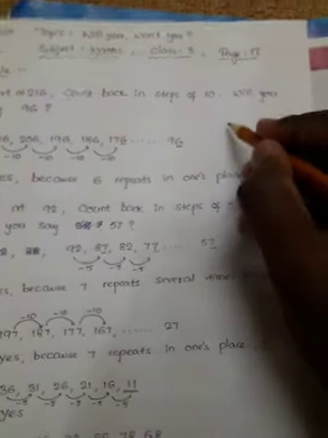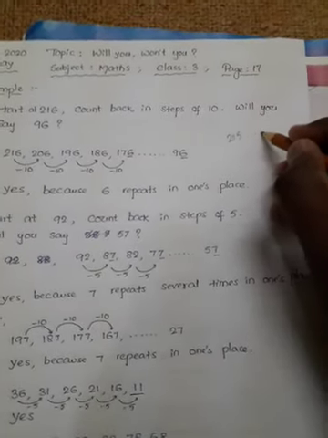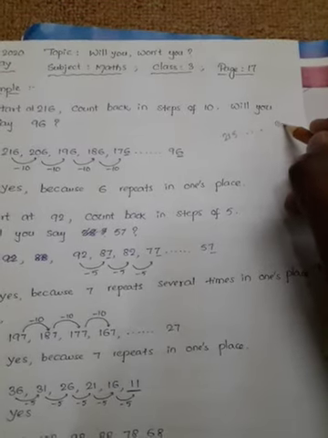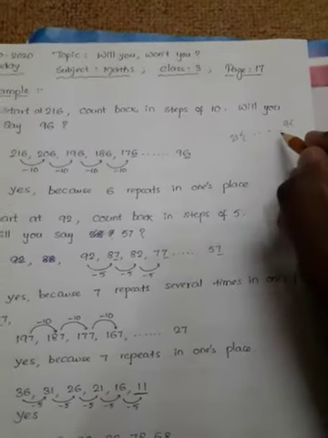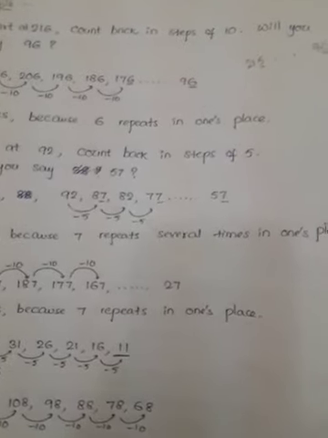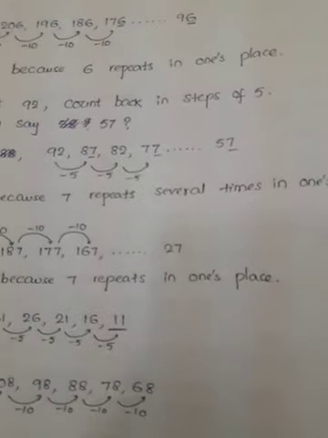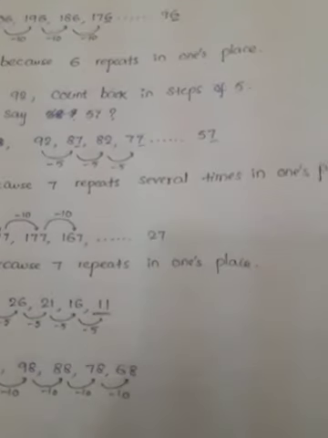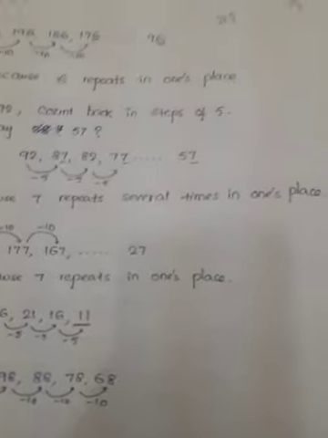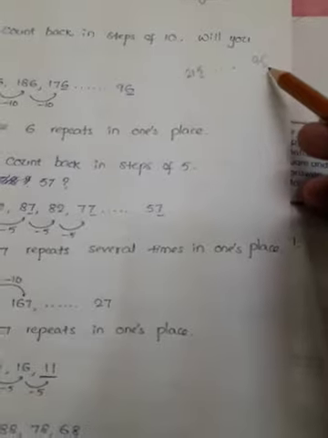Suppose I start from 215 and I ask you, will you say 95? Yes. Why? Because just compare, here is the 5, here also 5 in the ones place. If you subtract 10 every time, only the tens place changes. The ones place is the same. Like 215 minus 10 is 205, 205 minus 10 is 195, 195 minus 10 is 185. Every time only the tens place changes, but the ones place remains the same. So if the ones place is 5 and you subtract 10, 5 is again in the ones place. So it is possible.